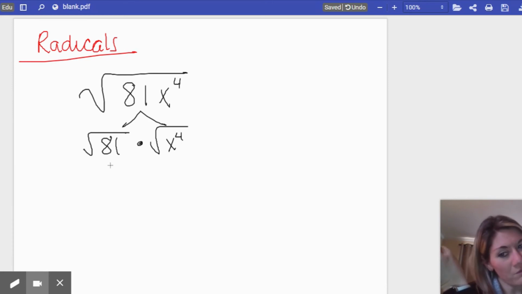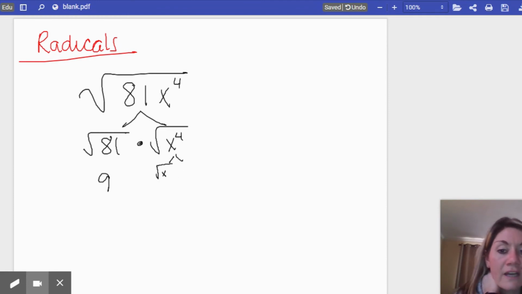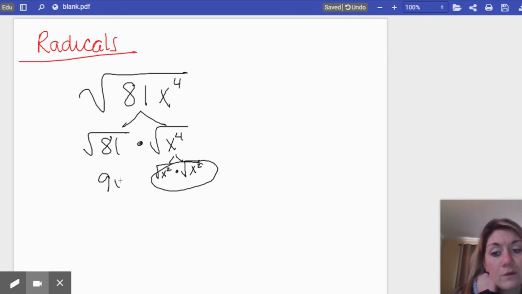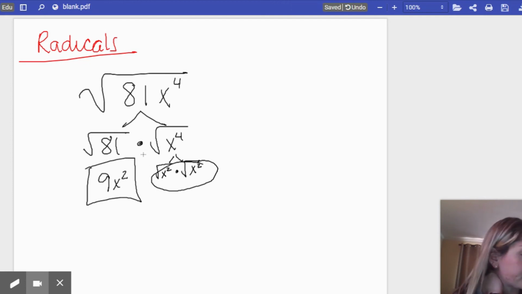However, I hope that you already know that the square root of 81 is 9. And over here, what I'm really asking myself is what times itself is equal to x to the 4th. So I hope that you know that x squared times x squared equals x to the 4th. Since there are 2 of them, they no longer need to be underneath the square root. So we can take it out, and our final answer is 9x squared.